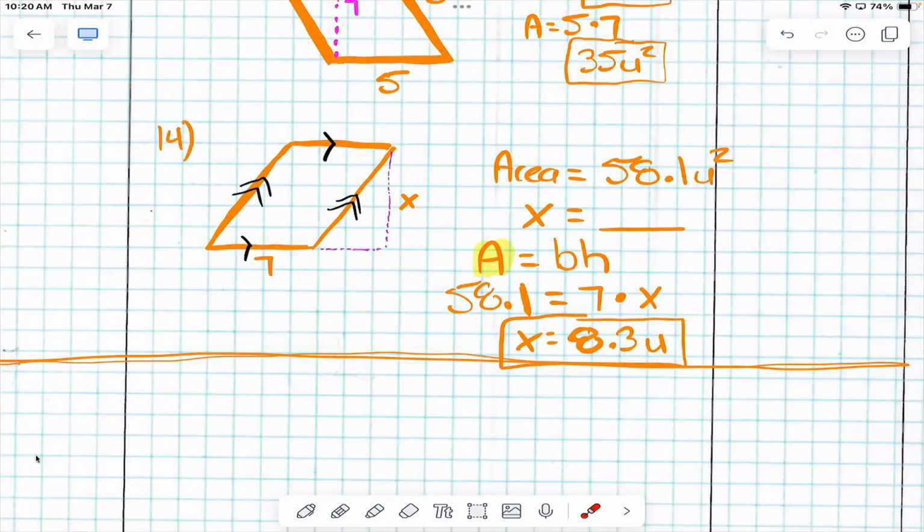Guess and check. So we plugged in 58.1 for the area. We plugged in 7 for the base. Do we know what the height is? No. Can we just take out our calculator and start plugging in numbers until we get to this number? Yes. Is that an acceptable strategy if you're stuck on a problem? We good?